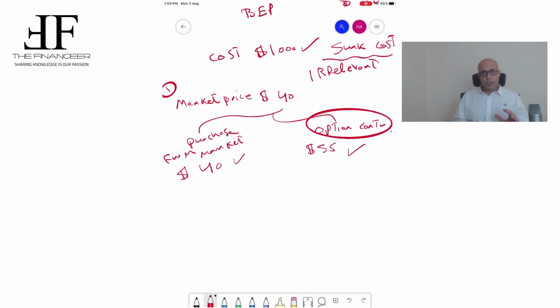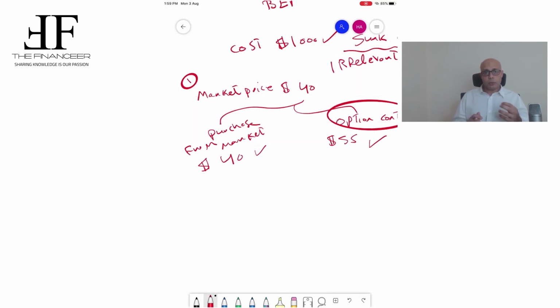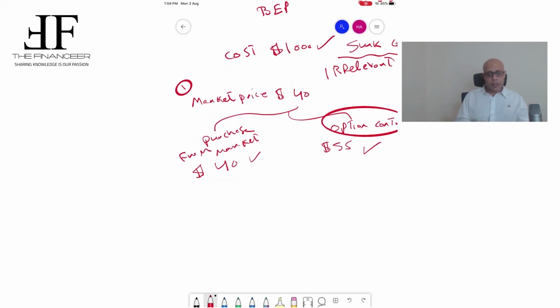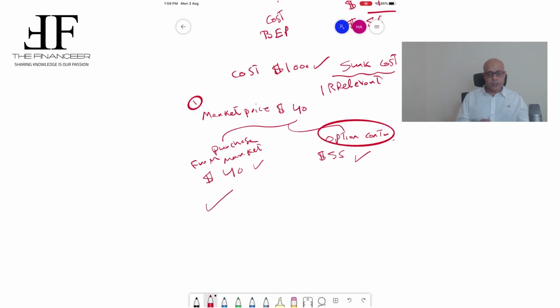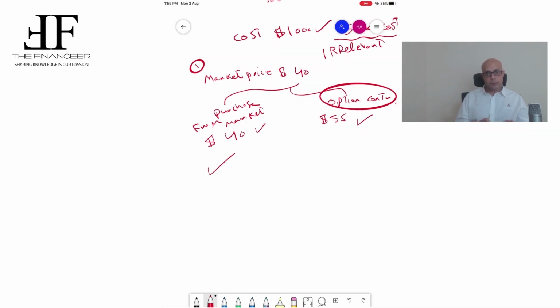So now the decision here is very simple. You need to consider the lowest cost on your side in order to get this stock. Simply, you are going to purchase from the market and pay only $40. So this is the decision that you are going to take: purchasing from the market.